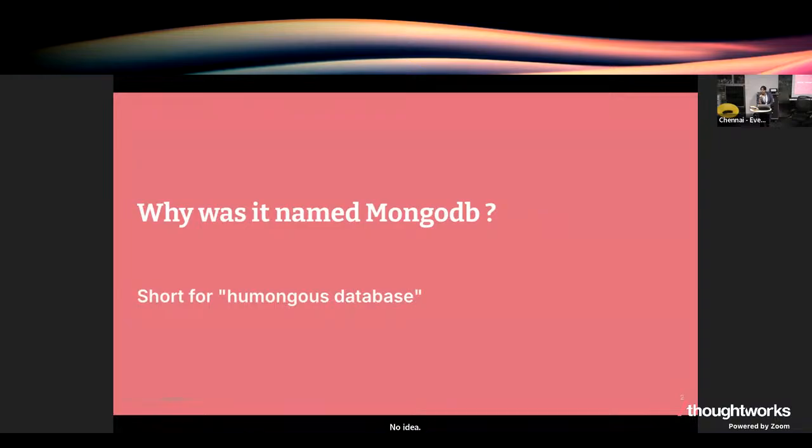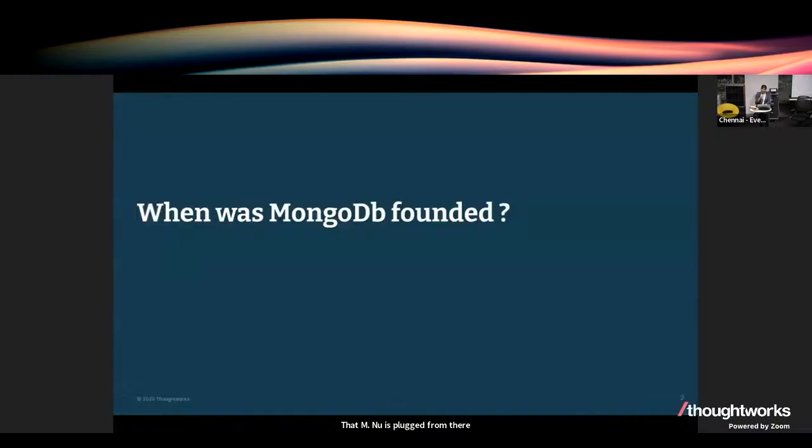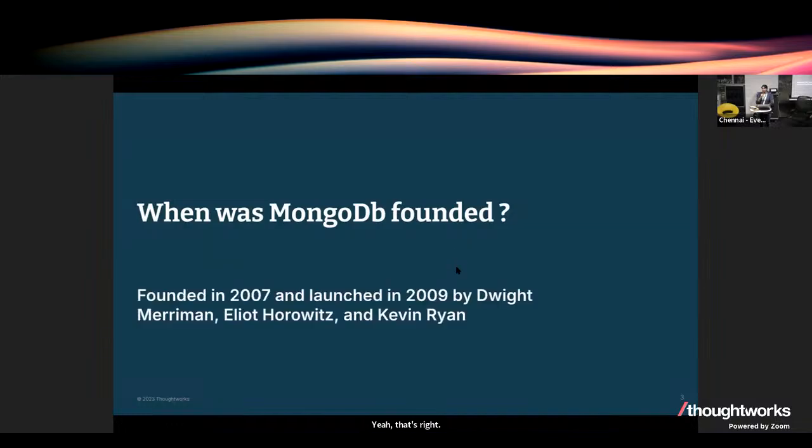It comes from the word humongous database, so that Mongo is plucked from there. So that's how it was named MongoDB. Any idea when MongoDB was founded? Which year of launch? Yeah, that's right. So it was in 2007 that they started a company, the three of them, and then it was launched in 2009. So it was fairly around that time. You're right.